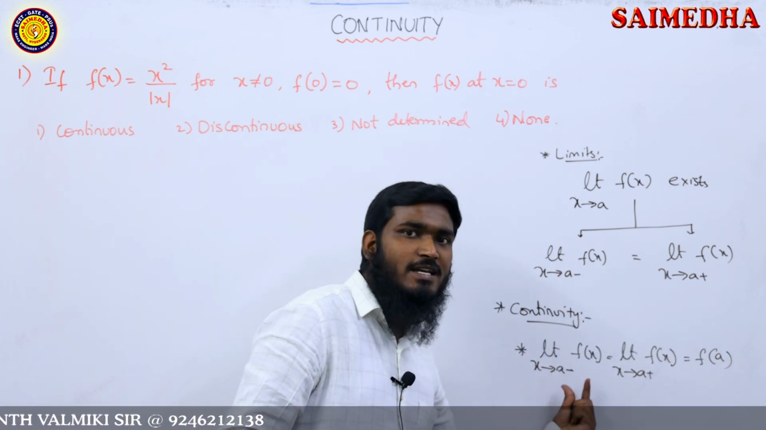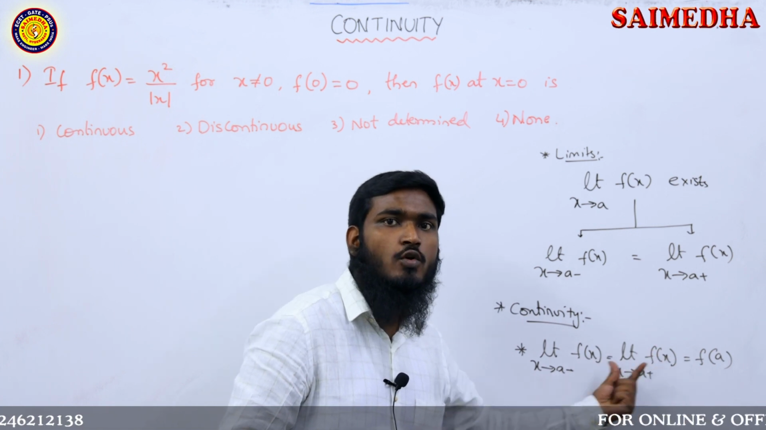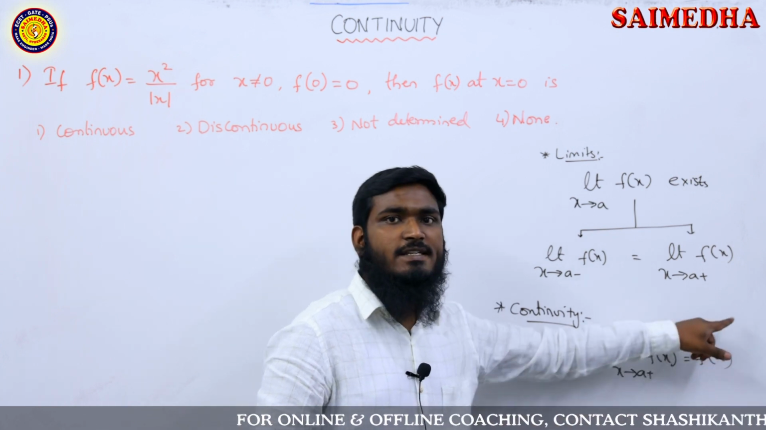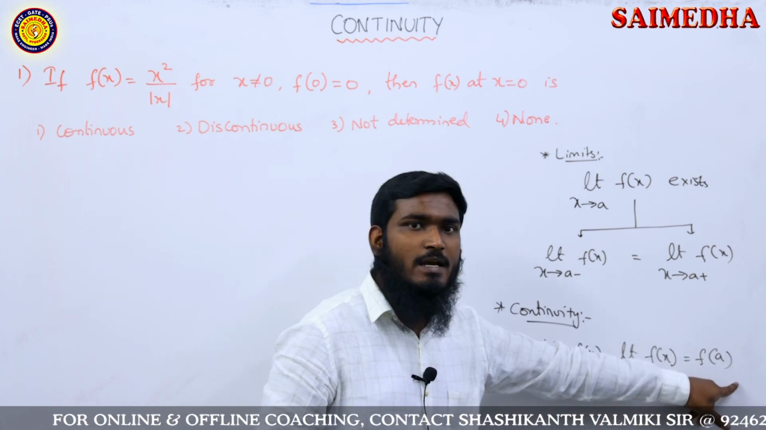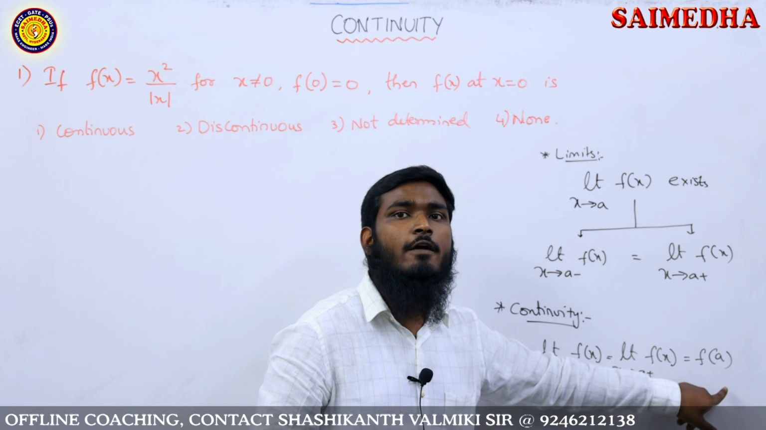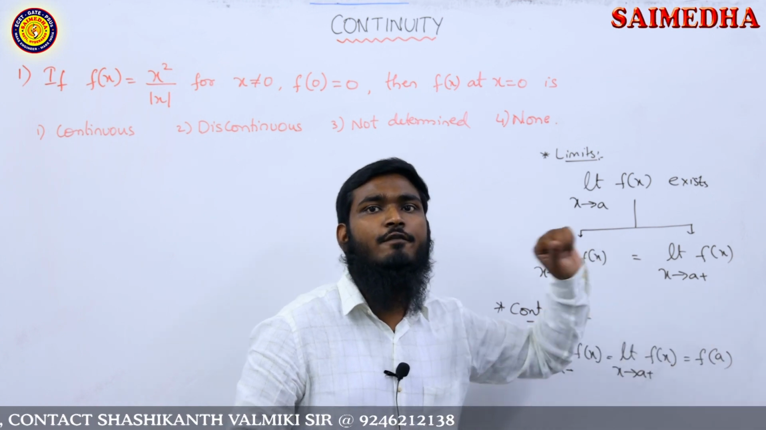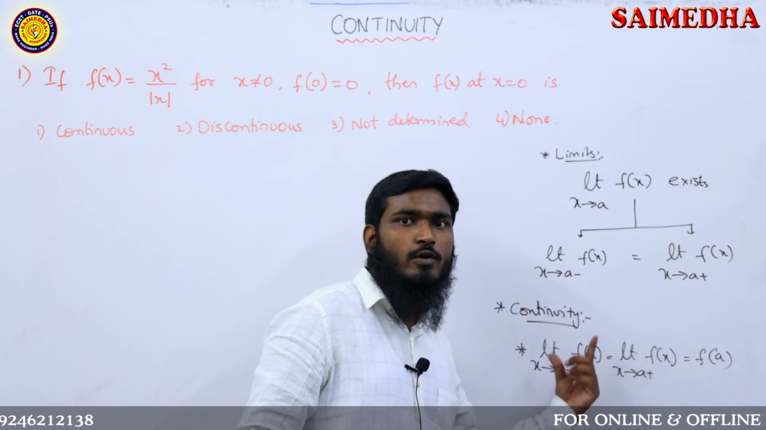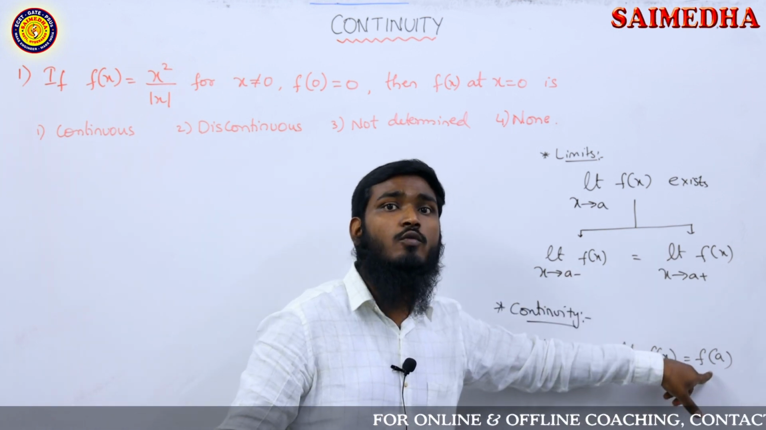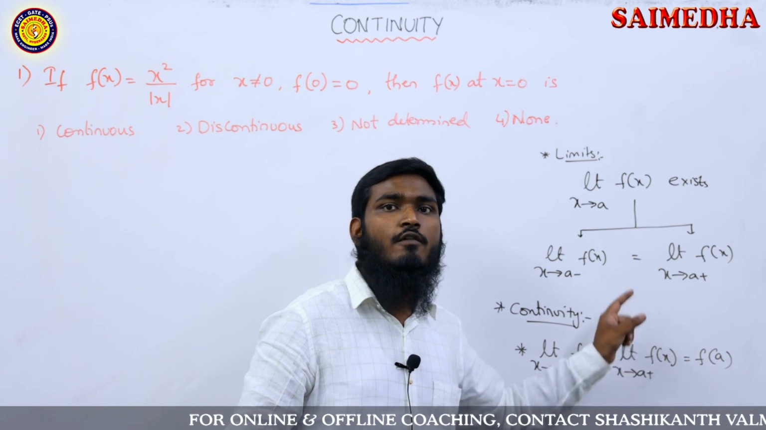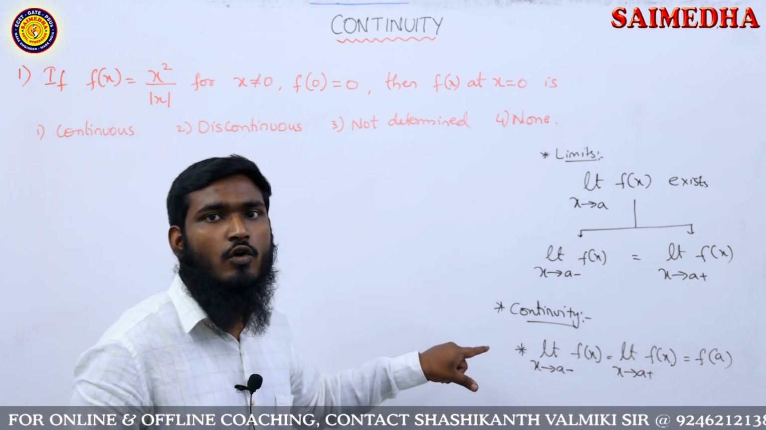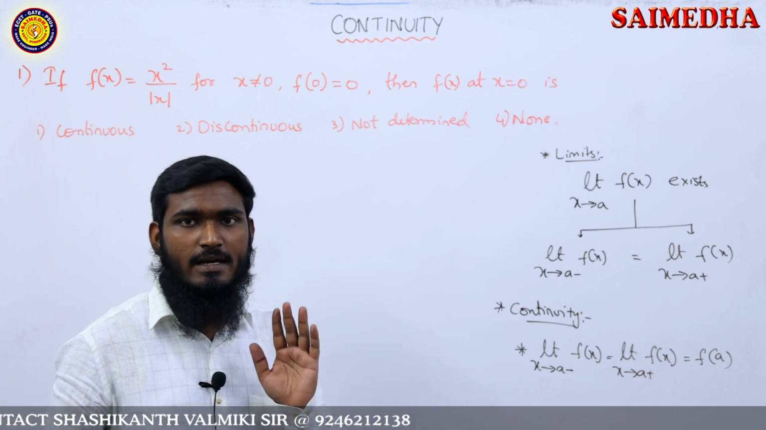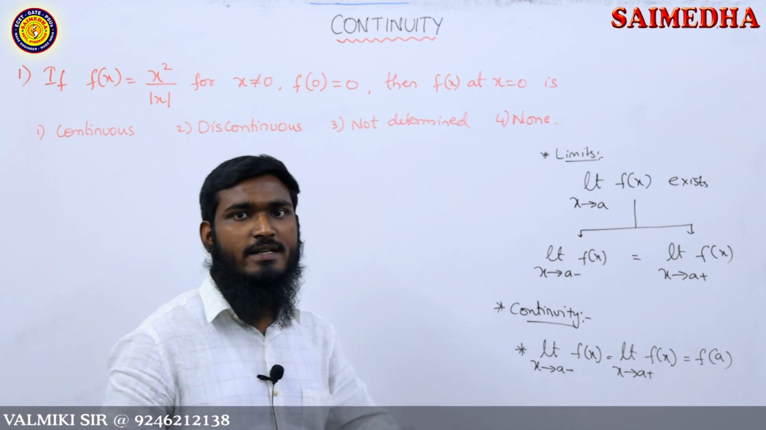Means whenever LHL value equals RHL value, what can we say? The limit is existing, and this limit value equals f of a. Now what is the meaning of f of a over here? F of a means value of the function, or else we call it the function value. So when the limit value equals the value of the function, then only we call it a continuous function. This is the condition for a continuous function.